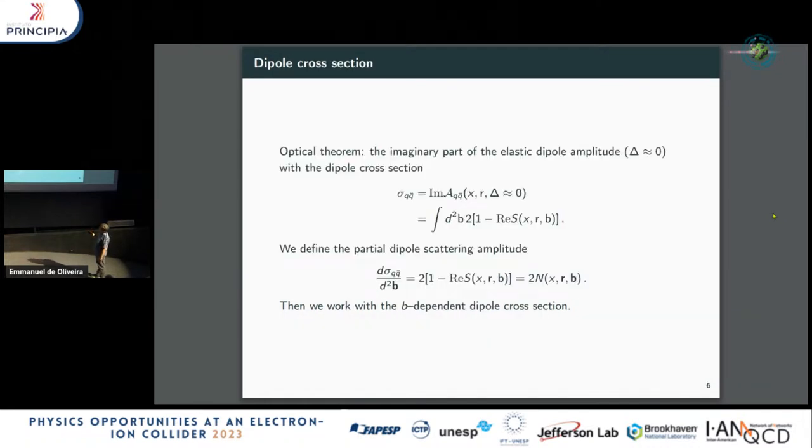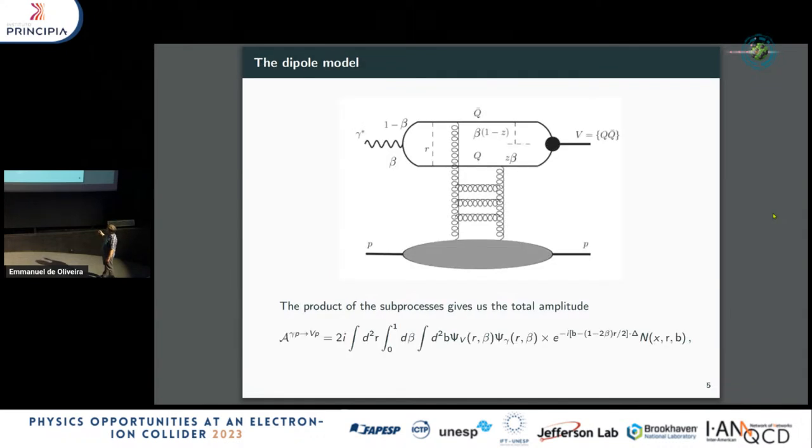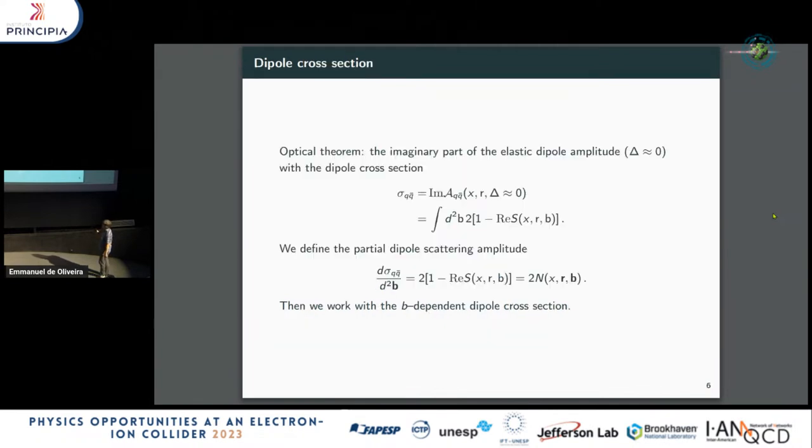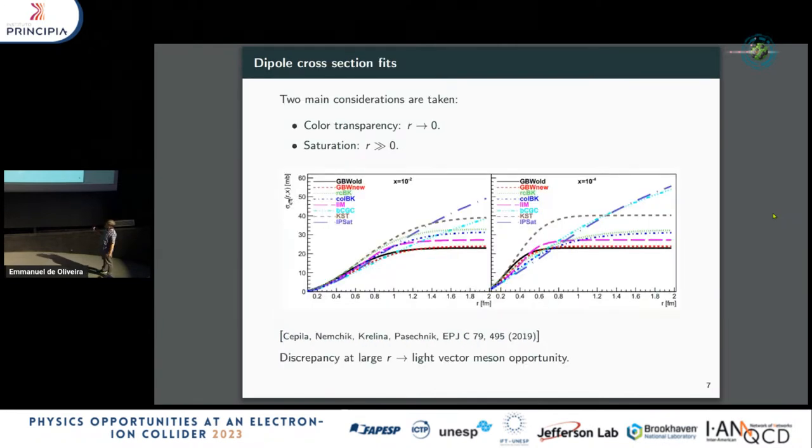So with this trick we can write it as a B-dependent dipole cross-section, and it will be twice this end that we have here. This dipole cross-section here is integrated in B, because it's easier to show. We take this plot from these guys here, and there are a lot of possible dipole cross-sections. They more or less agree in some parts. At large R they disagree a lot, and if you go to smaller X, they also disagree at small R.